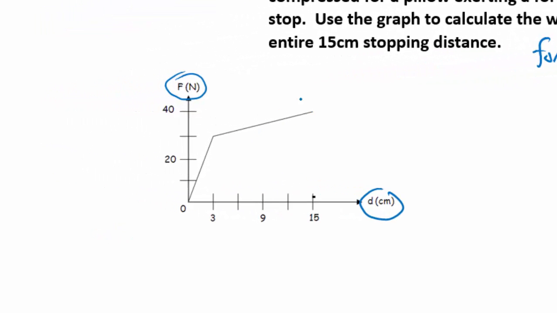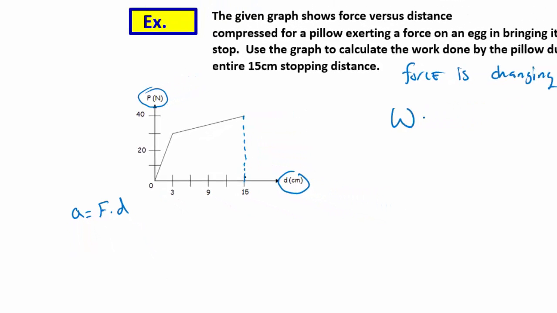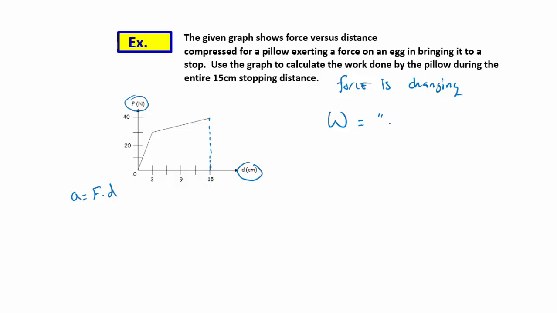So if I were to take the area of this graph, length times width of these shapes, the area underneath them, we're going to get that area is going to be a force times a distance. And so because of this, the work is going to be equal to that area under the curve for this type of graph, which is a force versus distance graph.